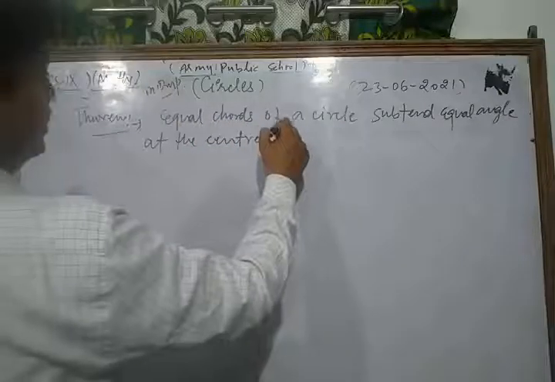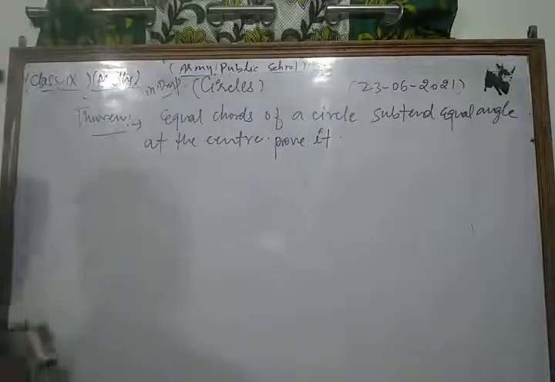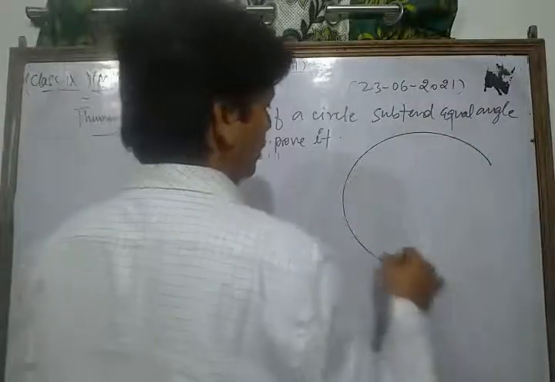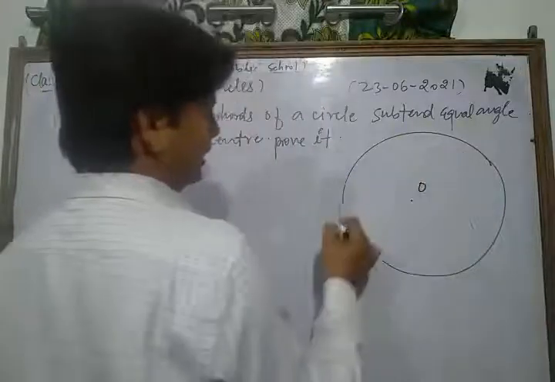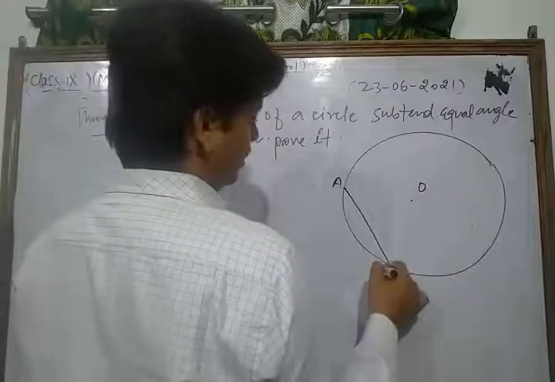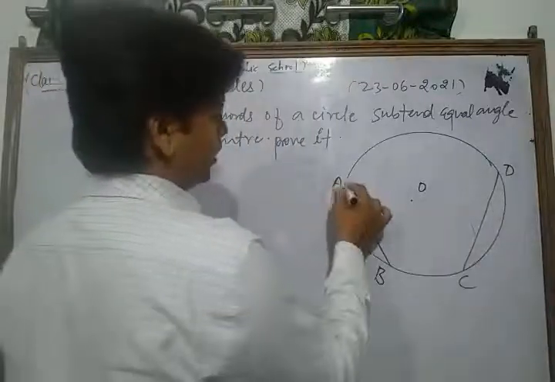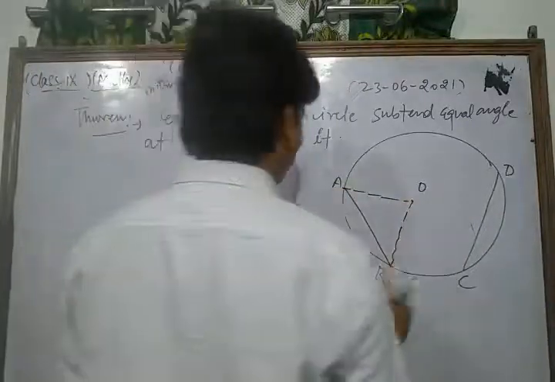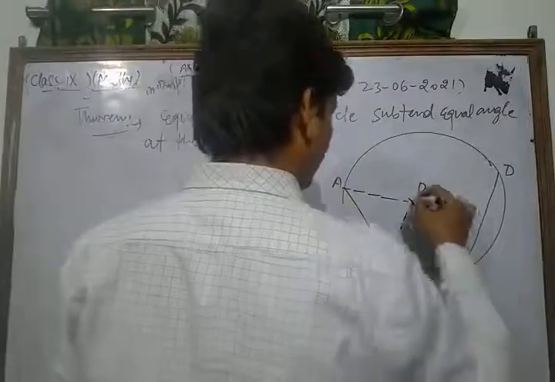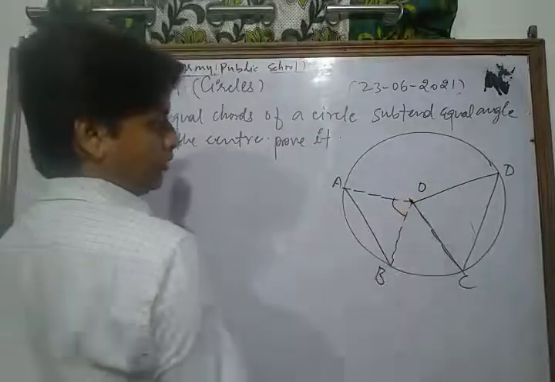Prove it. Now look. So first of all, equal chords of a circle subtend equal angle at the center. So first of all, we form a circle, and O be the center, and in that we draw two chords as AB and CD. Okay, now we just join OA, OB, and OC and OD. So the chords form angles at the center. This is AOB and this is COD.